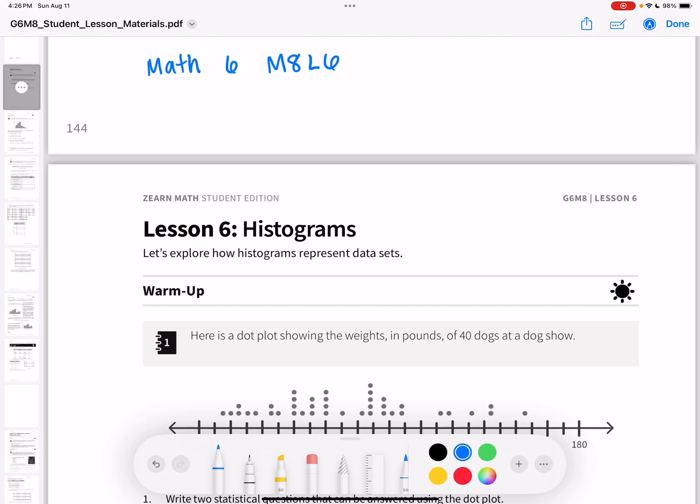Hello everyone, today we're going to do Math 6, Mission 8, Lesson 6, histograms. So we have talked a tiny bit about bar graphs, and bar graphs are not histograms. So bar graphs do not equal histograms. I want to make that clear before we start. We've also talked a lot about dot plots. And dot plots and histograms go together.